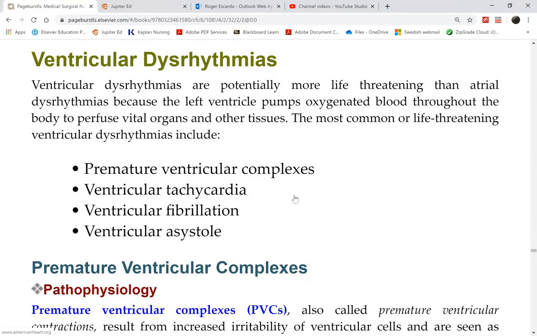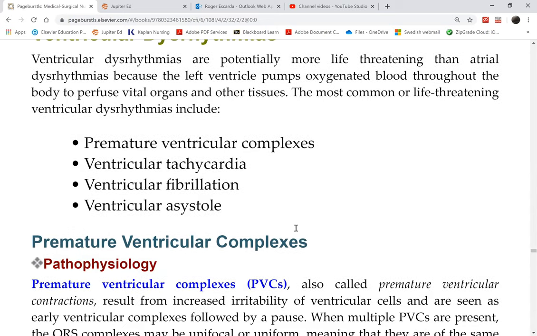Let's begin ventricular dysrhythmias. There are four: PVCs, VTAC, VFib, and asystole. What do we need to learn again for each dysrhythmia? Recognize it first. Look at the causes. Look at the signs and symptoms. Interventions. Interventions again involve pharmacologics, so you go back to chart 34-4 for the treatment for each one. So I'll go faster with this one.